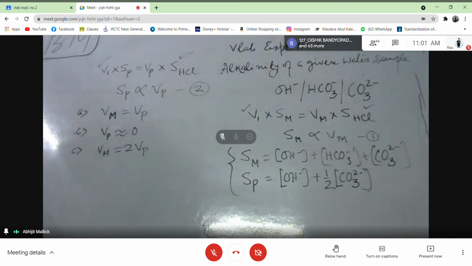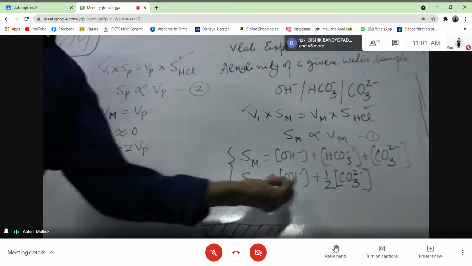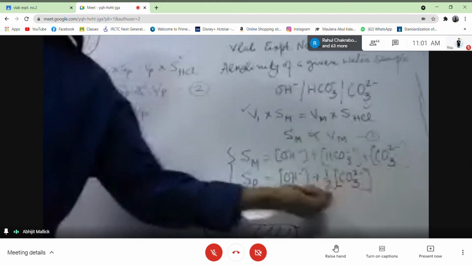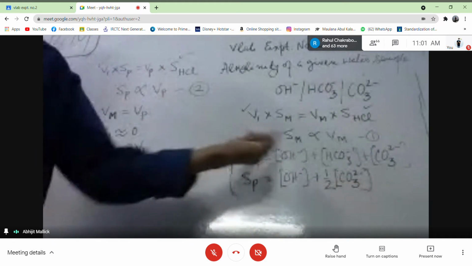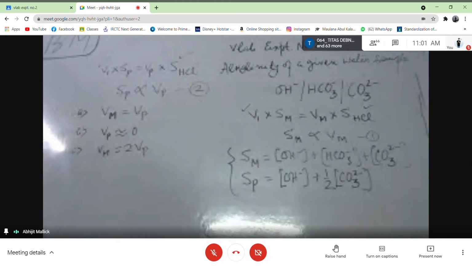Now how do we get its concentration? OH minus is 0, so the carbonate ion concentration is 2SP or SM. Either one: using table 2 or using table 3, we can easily get the concentration of carbonate ion. Is it understood? Is it clear?